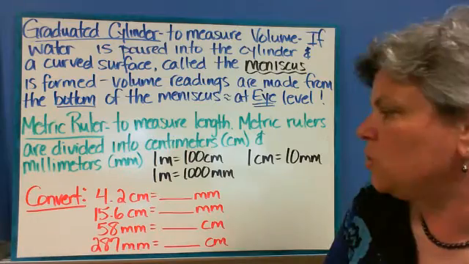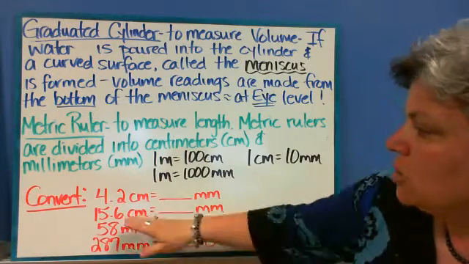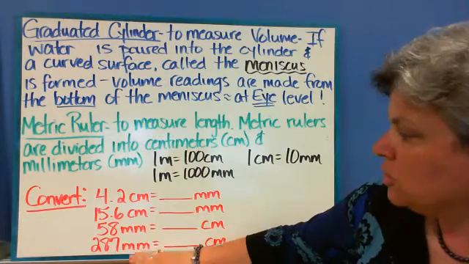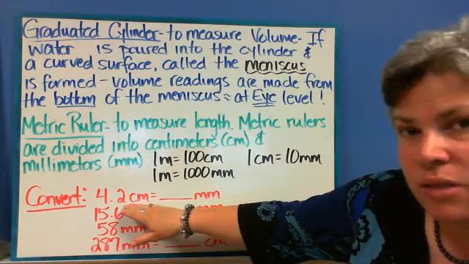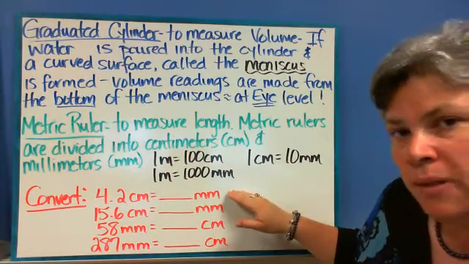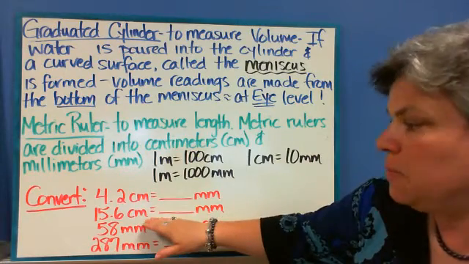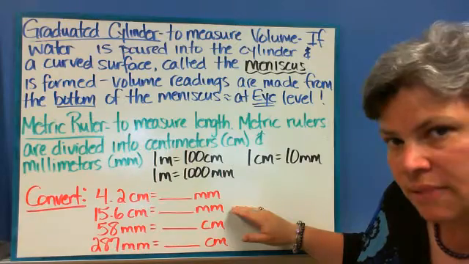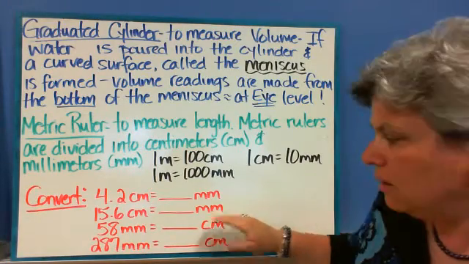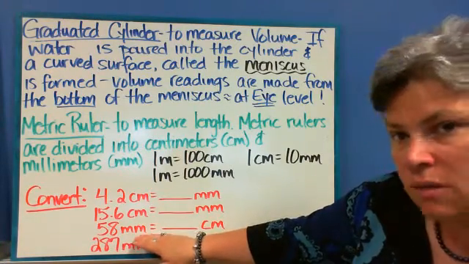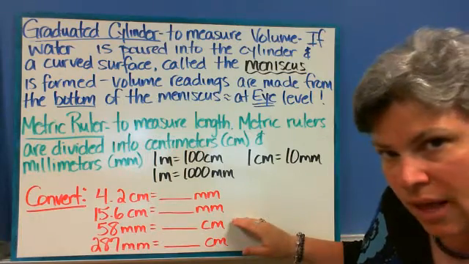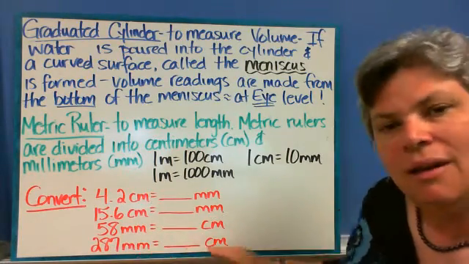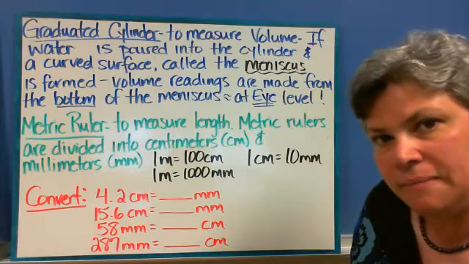So what I'd like you to do quickly, right in your note packet, is go ahead and convert for me these different measurements. So you've got 4.2 centimeters. Write down how many millimeters that is. 15.6 centimeters. Write down how many millimeters that is. Now let's do it the other way. 58 millimeters, how many centimeters is that? 287 millimeters, how many centimeters is that?